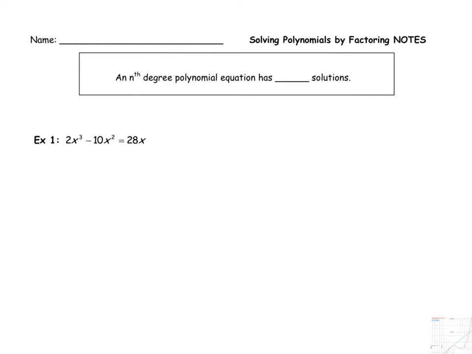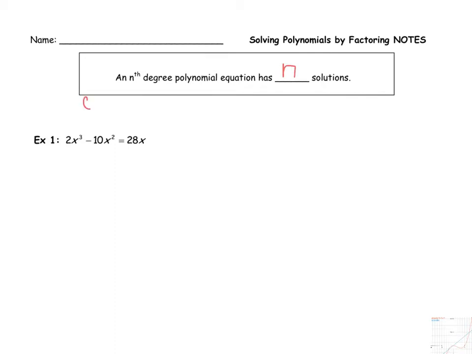Today, we will be learning how to solve equations involving polynomials by factoring. We've been talking about polynomial functions, cubic functions, quartic functions, eighth degree functions, and we remember that in an nth degree polynomial, there are n zeros. Here, we're talking about an nth degree polynomial equation, and it has the corresponding n solutions.